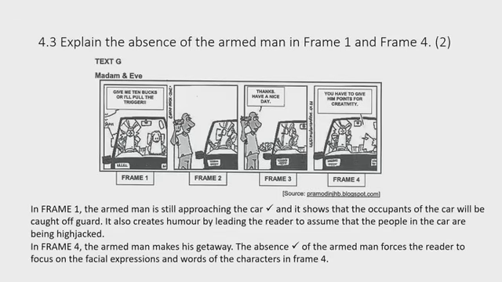Okay, so in frame 1, the armed man is still approaching the car, and it shows that the occupants of the car will be caught off guard. It also creates humor by leading the reader to assume that the people in the car are being hijacked. So obviously you don't have to say all of that. You could probably say one of those 2 things and you would get a mark for it. The memo isn't always set in stone. It's a marking guideline. And then in frame 4, the armed man makes his getaway. The absence of the armed man forces the reader to focus on the facial expressions and the words of the characters in frame 4.